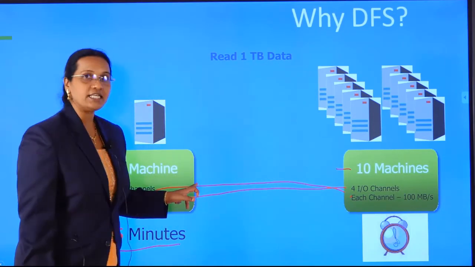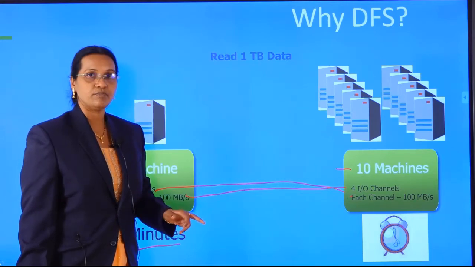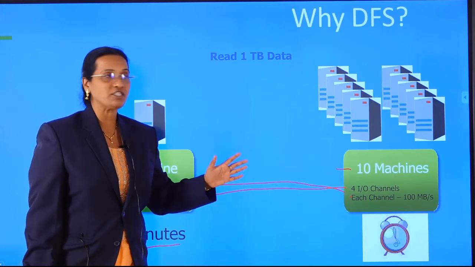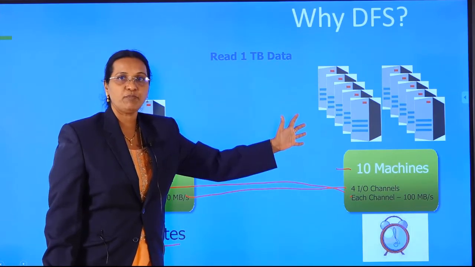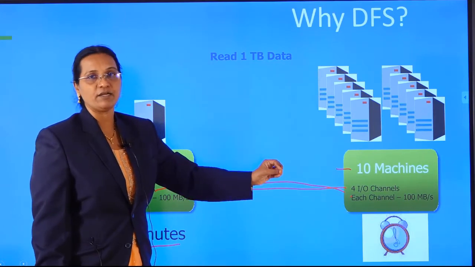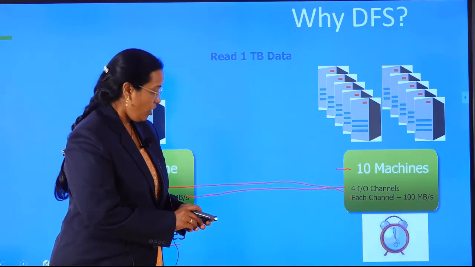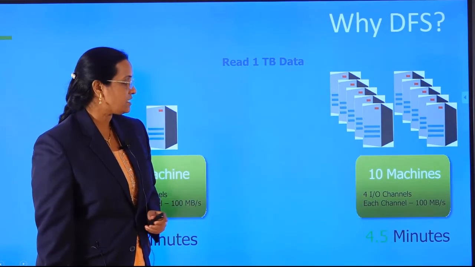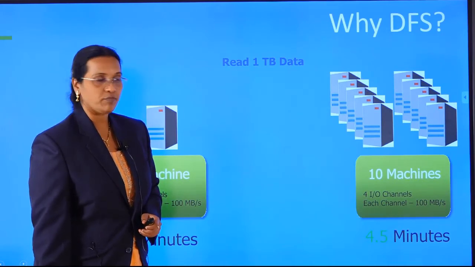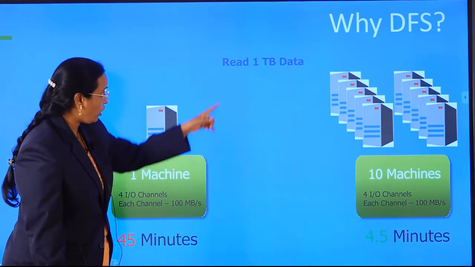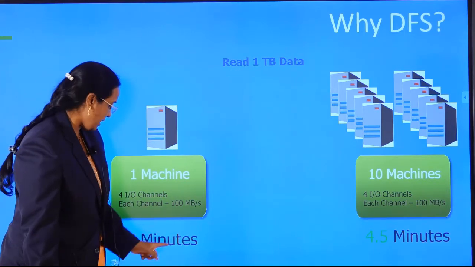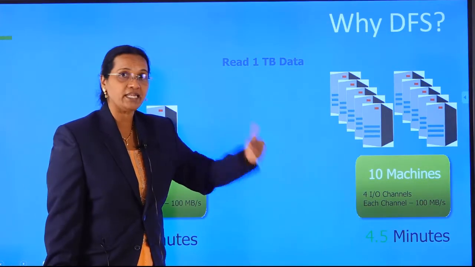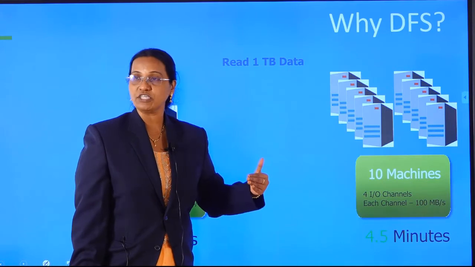Only I made it from one machine to 10 machines. And these 10 machines are inexpensive commodity hardware. That means these machines are not expensive, they are cheap, and whatever processing speed they have, I can make use of it. Since I am approaching the distributed file system mechanism, it has taken 4.5 minutes. So to read the 1 TB of data it took 45 minutes, and to do the same job with 10 machines using the distributed mechanism, it takes 4.5 minutes.